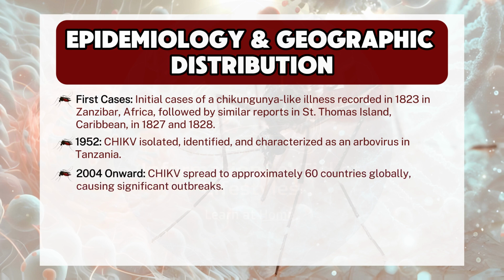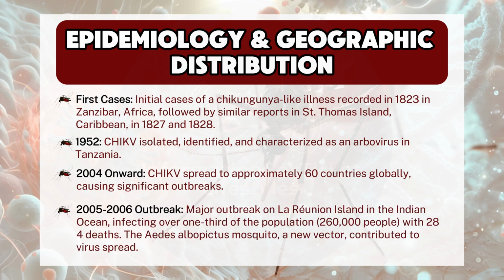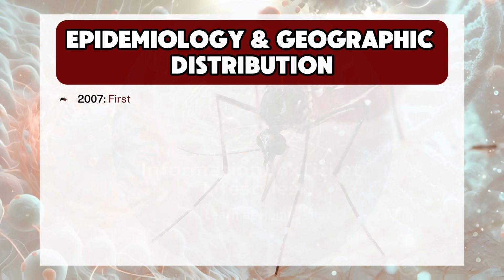2004 onward. Chikungunya virus spread to approximately 60 countries globally, causing significant outbreaks. 2005 to 2006 outbreak. Major outbreak on La Réunion Island in the Indian Ocean, infecting over one-third of the population, 260,000 people, with 284 deaths. The Aedes albopictus mosquito, a new vector, contributed to virus spread.